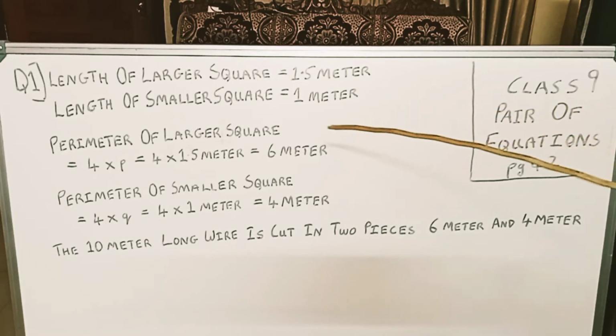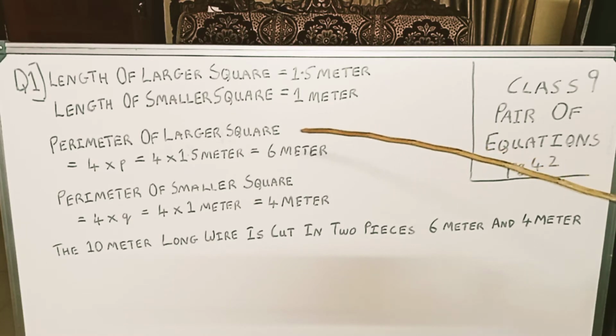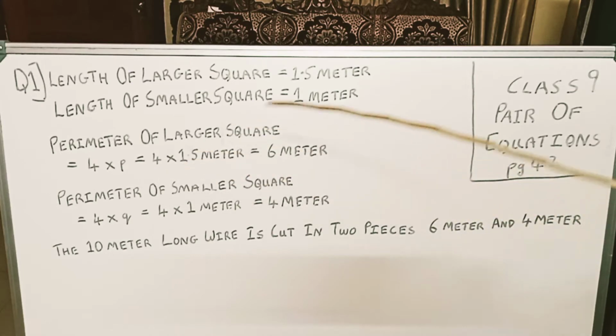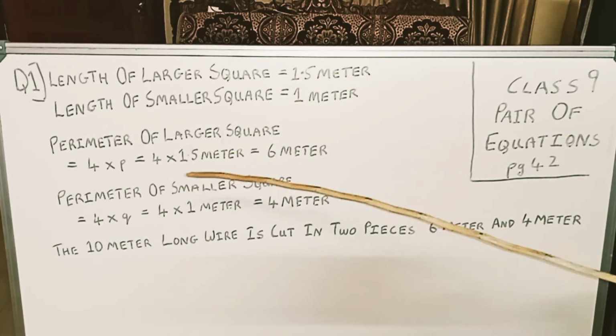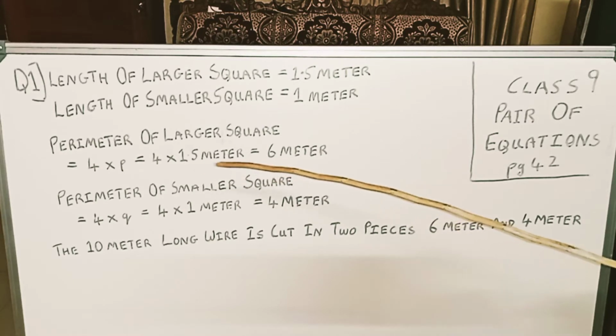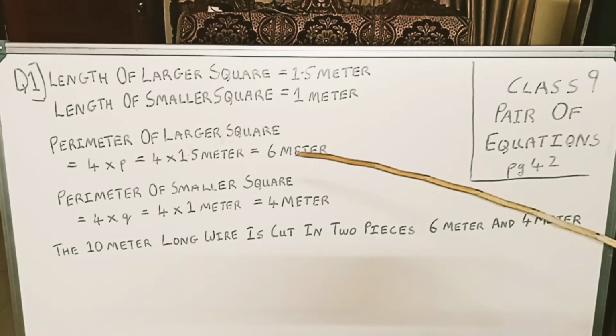Since the perimeter of the larger square we had seen earlier is 4p, instead of p we will substitute 1.5. So 4 into p would be 4 into 1.5 meter, which gives us the answer 6 meter.